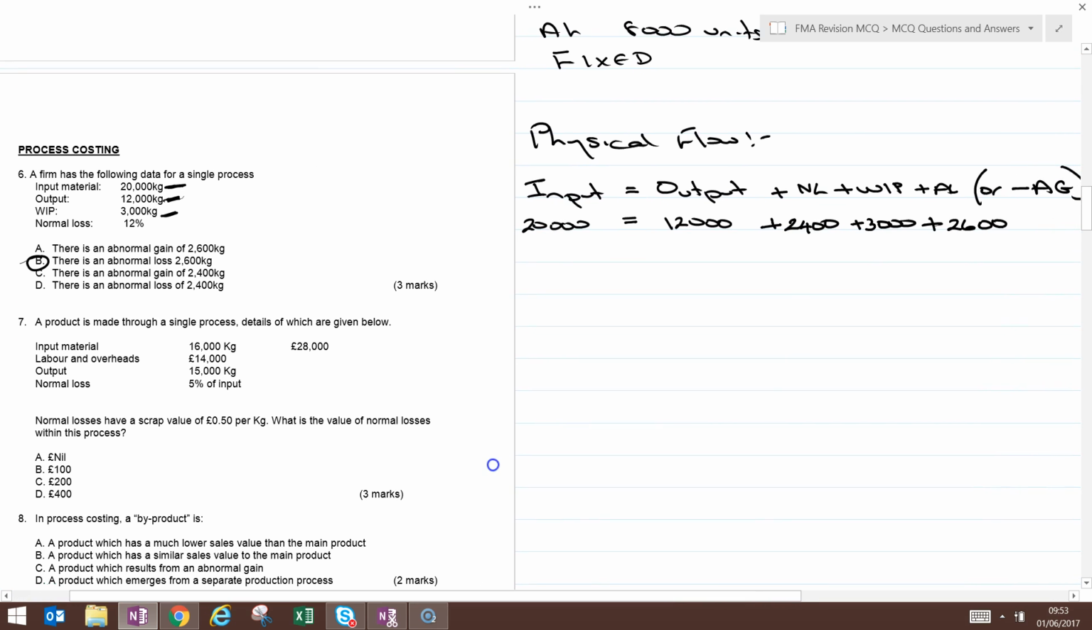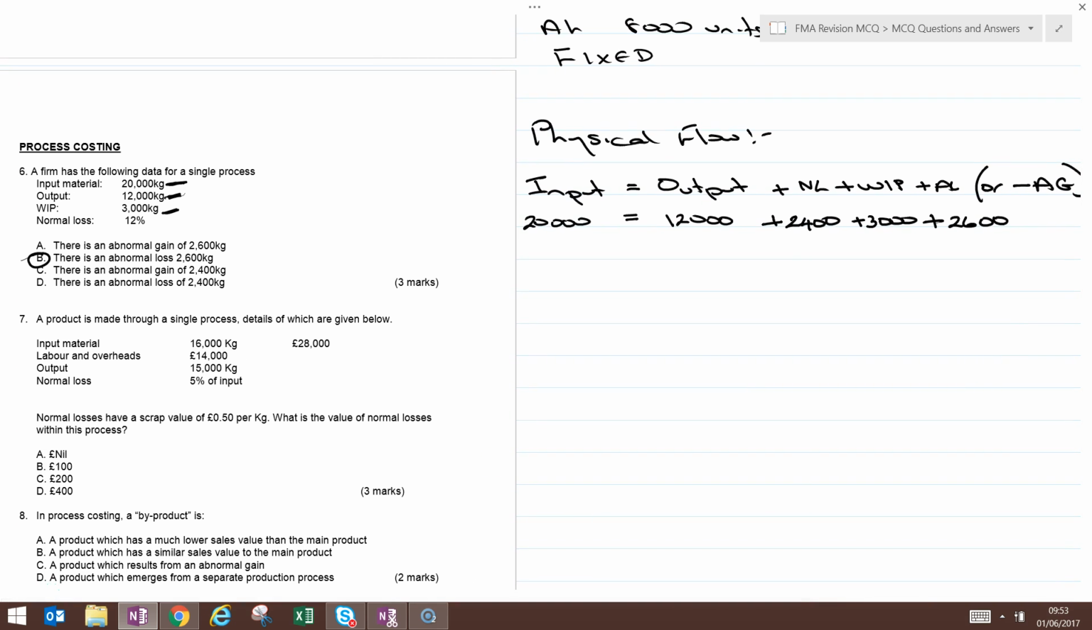So important things to remember there: always use your physical flow, and the normal loss is always calculated as a percentage of the input.